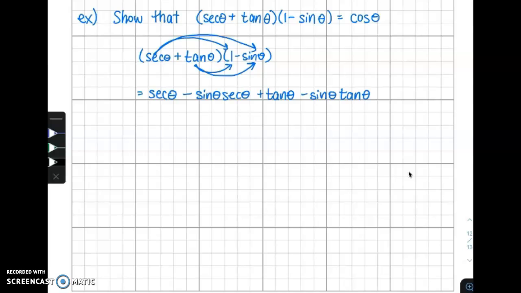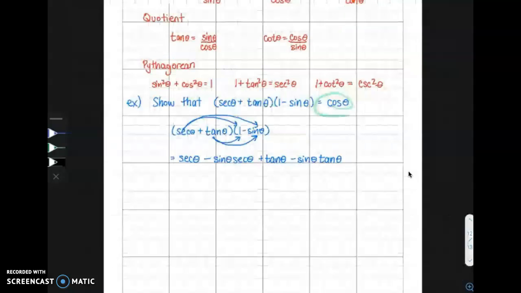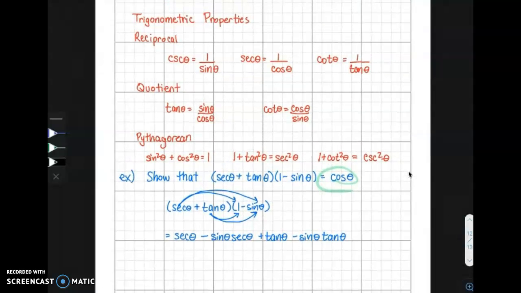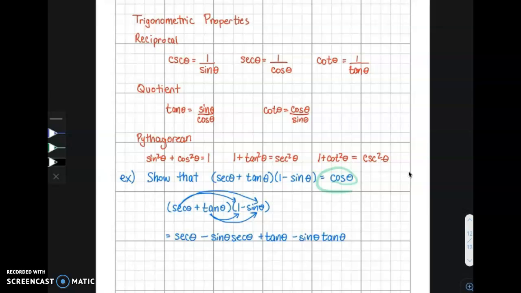The next thing I notice is that if I want cosine at the end, always keep an eye on your end goal. If I want cosine at the end, then I'm going to want cosines in this problem. So I'm going to go through and try to get cosines out of these. I'm going to go back to my properties from earlier in the notes, and see if there's anything we can change into cosines. So first thing I notice is secant is the same thing as 1 over cosine. So I'm going to change secant to 1 over cosine. I'm going to do that here as well. So I'm going to use that same property twice.